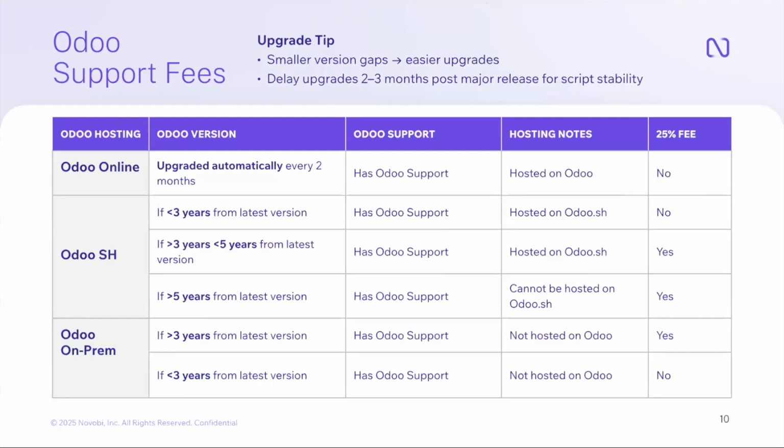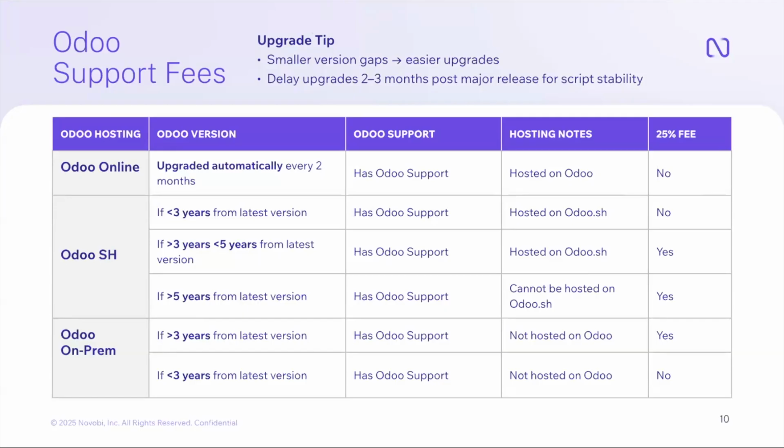If you are on Odoo SH, which is a little bit more complicated, your version is more than 5 releases behind the latest version, then you have to move off Odoo SH, and the only option left for you is to host on-prem. For on-prem, there's no enforced upgrade by Odoo, meaning that you can stay with your current version forever. However, we typically don't recommend it.